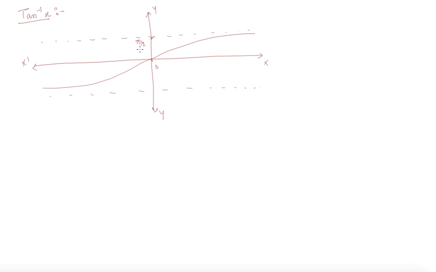So the principal value branch for tan inverse x is: the domain is R. As you can see on the x-axis, it is covering all the values. So it is R, and the range is, students, minus pi by 2 to pi by 2 open interval. So this is about y equals tan inverse x.